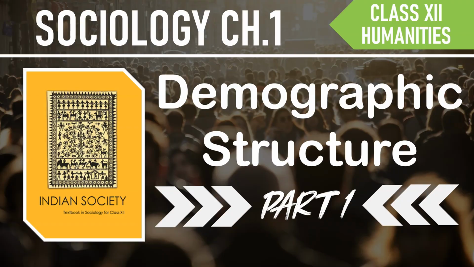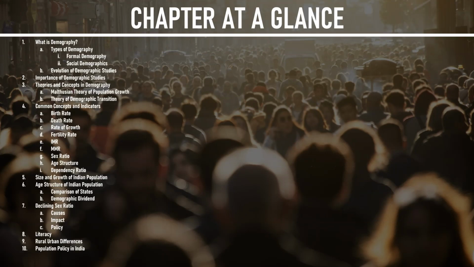Today we're going to be discussing the first chapter of 12th grade Humanities Sociology in the first book, Indian Society, which is the demographic structure of Indian society. And this video is part 1 of a 3-part series, so stay tuned for the other parts as well.